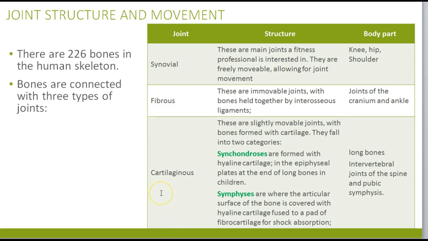The other type is the cartilaginous joint. These are slightly movable joints with the bones joined by cartilage, and they fall into two categories. We've got synchondrosis, which is formed with hyaline cartilage, found in the epiphyseal plates at the end of a long bone in children. Synchondrosis is really an almost immovable joint, bound together with cartilage, hence it's a cartilaginous joint.